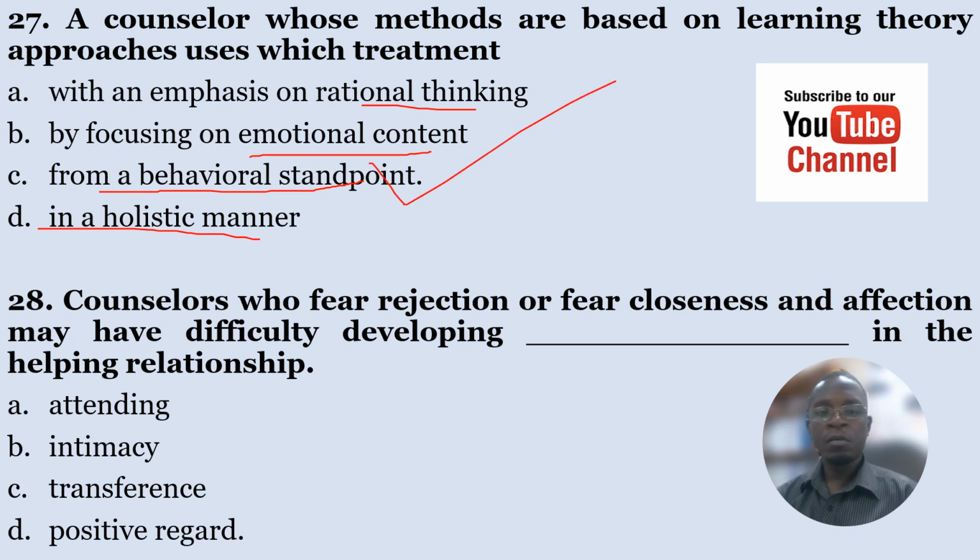From a behavioral standpoint. Counselors who fear rejection or fear closeness and affection may have difficulty developing dash in the helping relationship. A, attending. B, intimacy. C, transference. D, positive regard. Counselors who fear rejection or fear closeness and affection may have difficulty developing intimacy in the helping relationship. So the correct answer here is B.